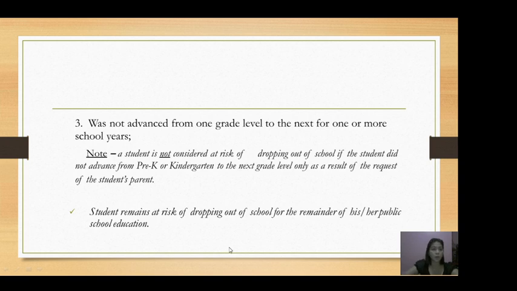Number 3, was not advanced from one grade level to the next for one or more school years. Note, we have a note here. A student is not considered at risk of dropping out of school if the student did not advance from pre-kinder or kindergarten to the next grade level only as a result of the request of the student's parents. Students remain at risk of dropping out of school for the remainder of his or her public school education.